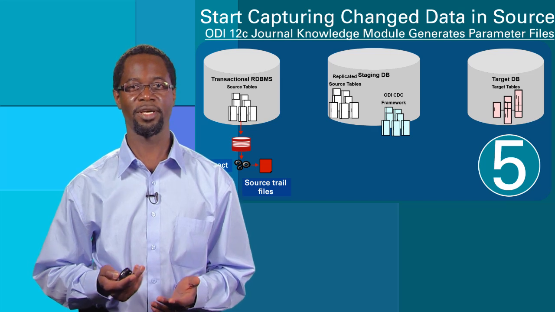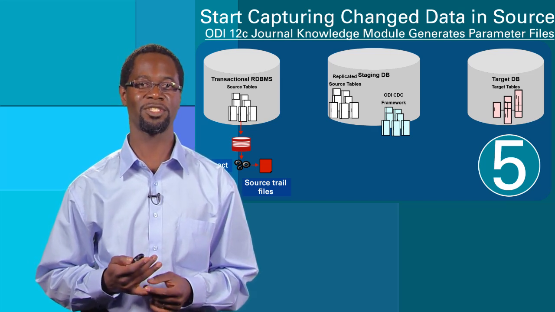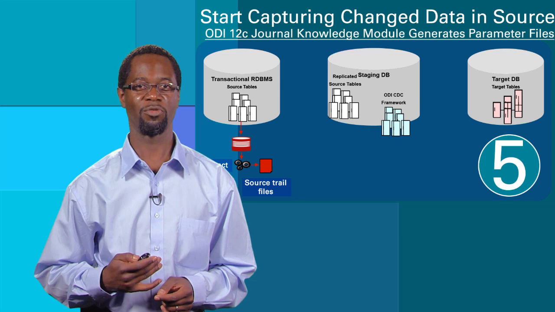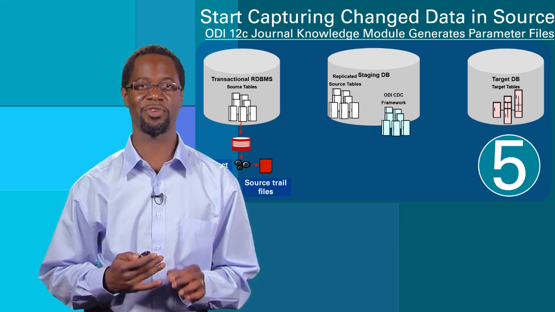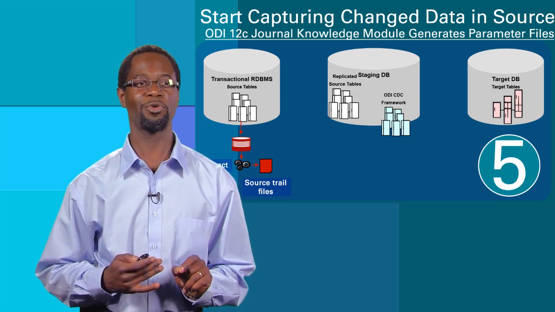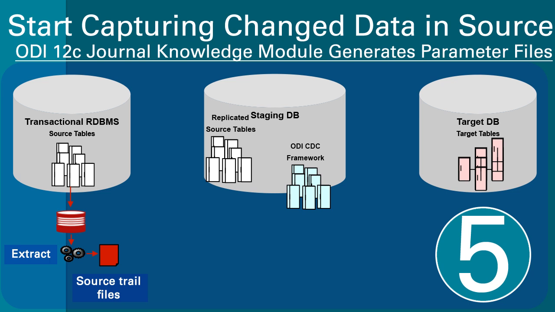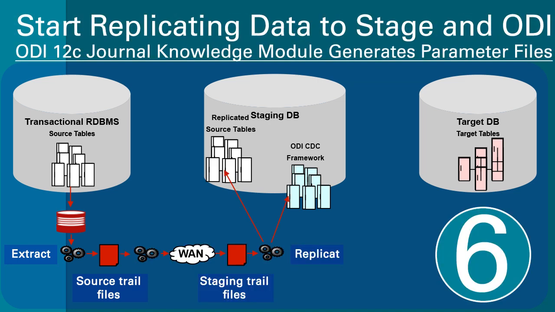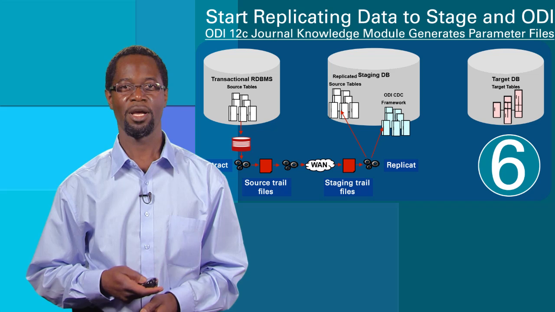So you set up GoldenGate. As I said, this is beyond the scope of the discussion. We do have another recording specifically on GoldenGate. But you set up GoldenGate to capture the data and queue that up into source trail files. Then that data is replicated to the staging, and then it creates journal entries into the change data capture framework. And this is very important.